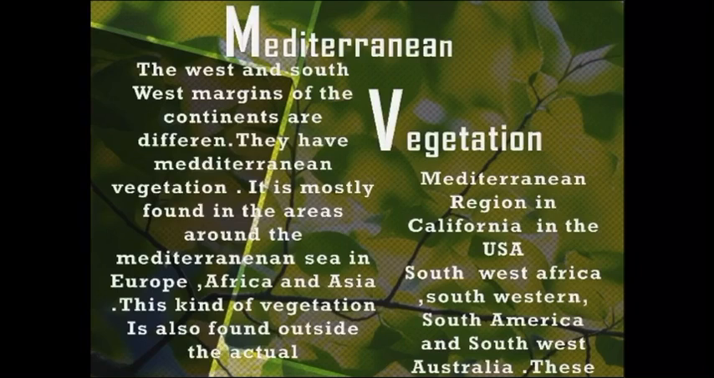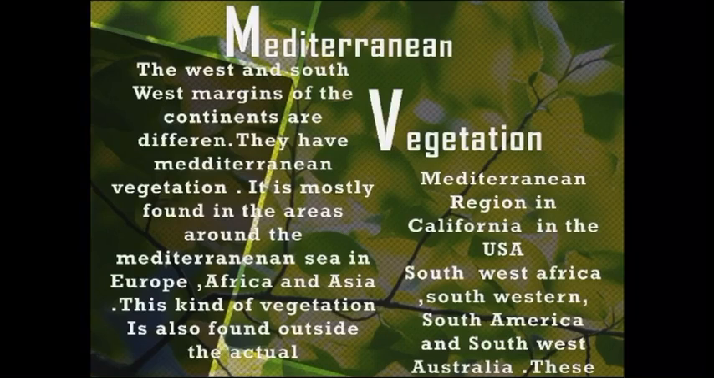The next we come to is Mediterranean forests. The Mediterranean forests are mostly found along the west and the southwest margins of the continents. The main areas are around the Mediterranean Sea in Europe, Africa, and Asia. The other areas outside the Mediterranean Sea region include the state of California in USA, Southwest Africa, and other parts. The climatic conditions in the Mediterranean region are hot and dry summers and mild rainy winters.